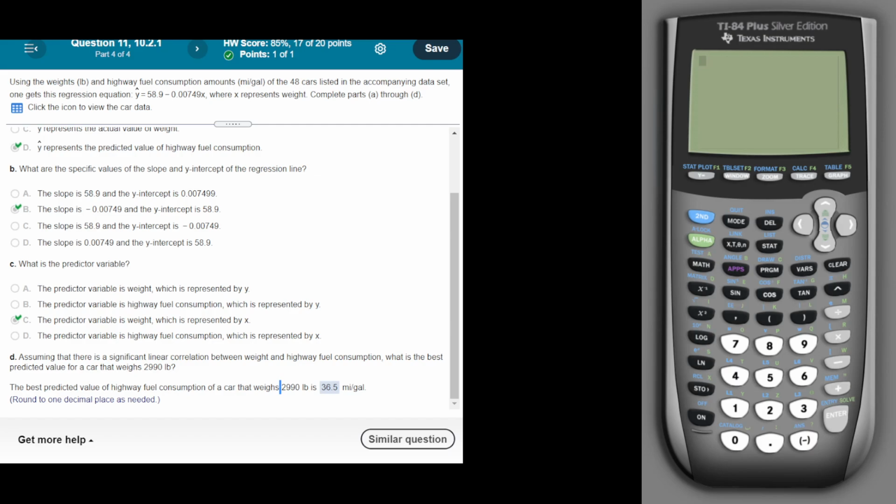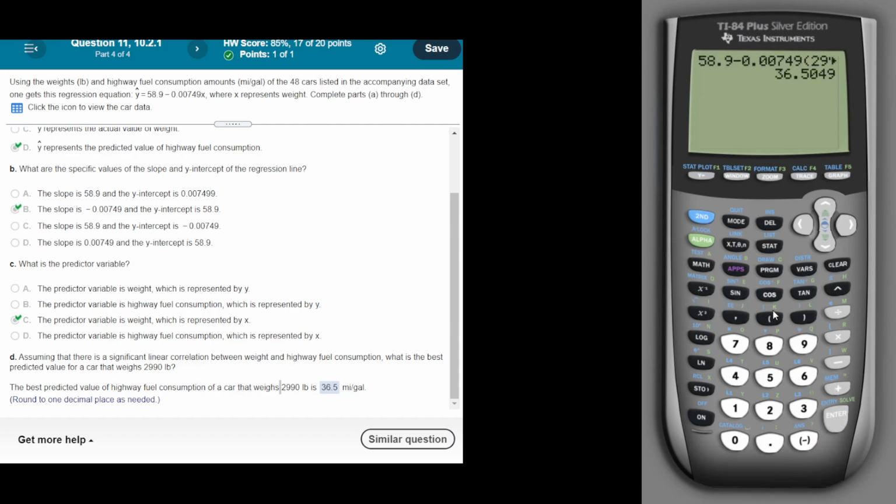Okay, so we are allowed to actually use this equation. So let's type in the equation. 58.9, I think something's going on with my laptop. All right, minus 0.00749. And right where the x is, you use an open parentheses, and you're going to plug in the 2,990. Close it up. Enter.